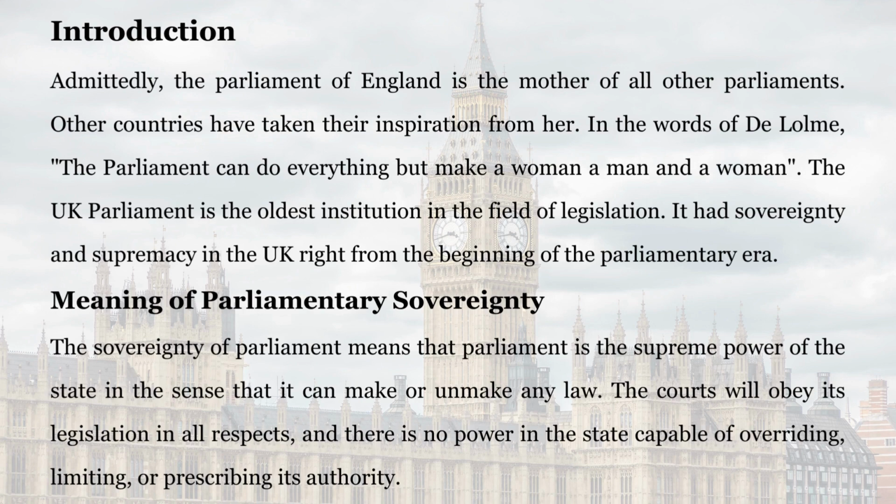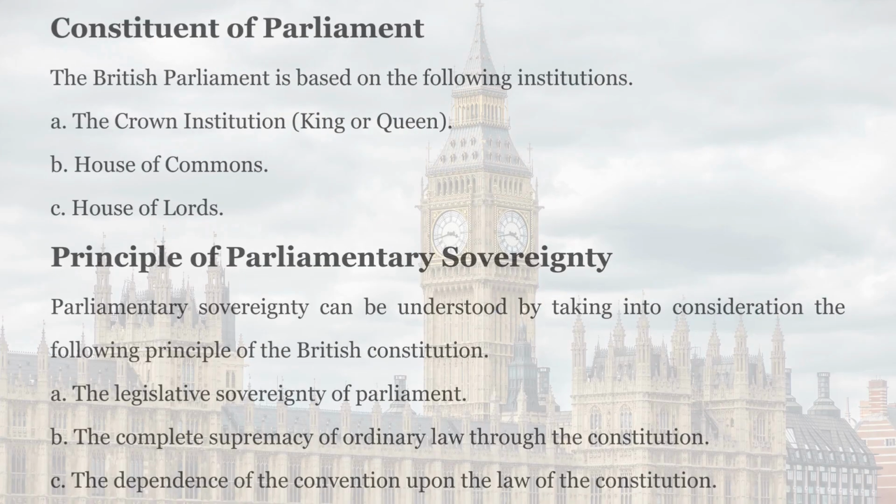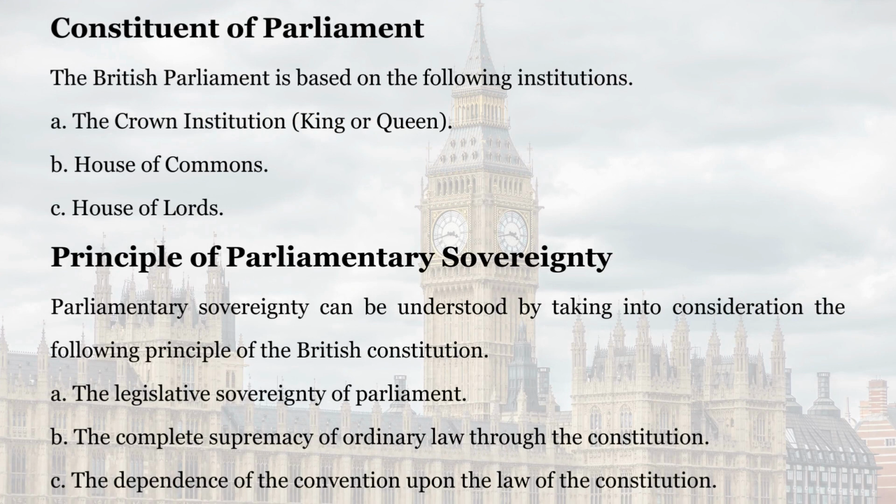The courts will obey its legislation in all respects, and there is no power in the state capable of overriding, limiting, or prescribing its authority. Constituents of Parliament. The British Parliament is based on the following institutions. A. The Crown institution, King or Queen. B. House of Commons. C. House of Lords.